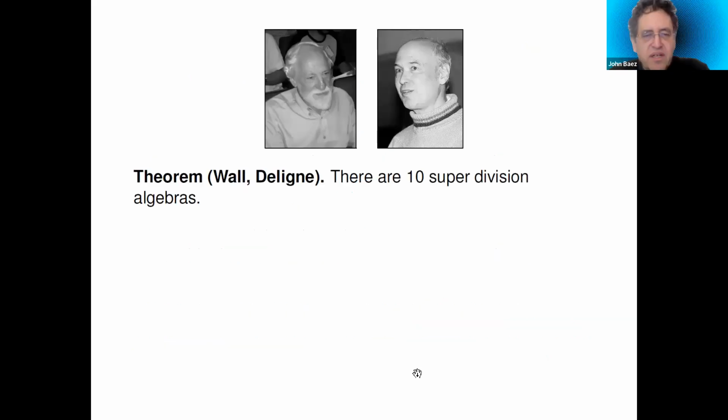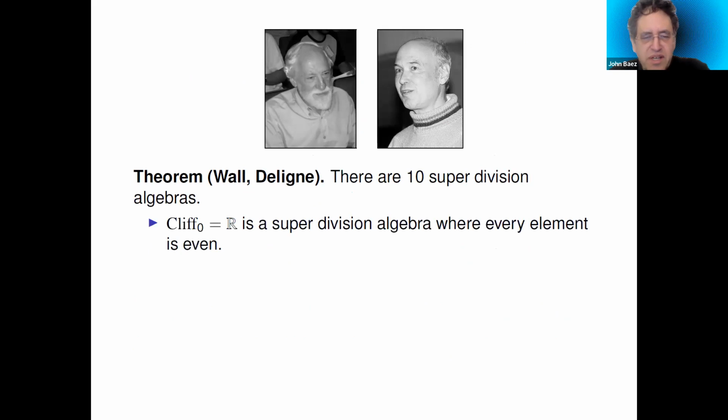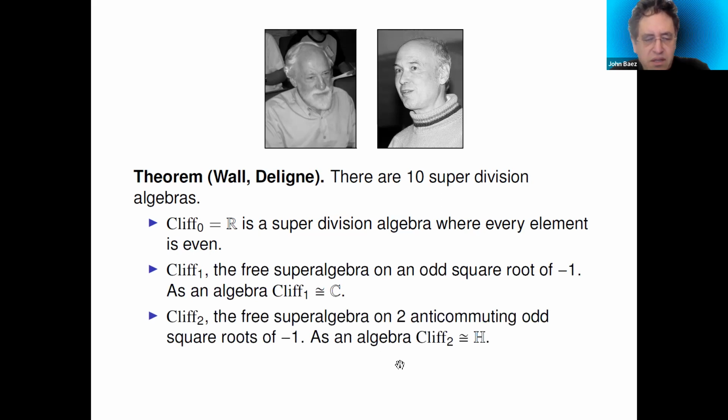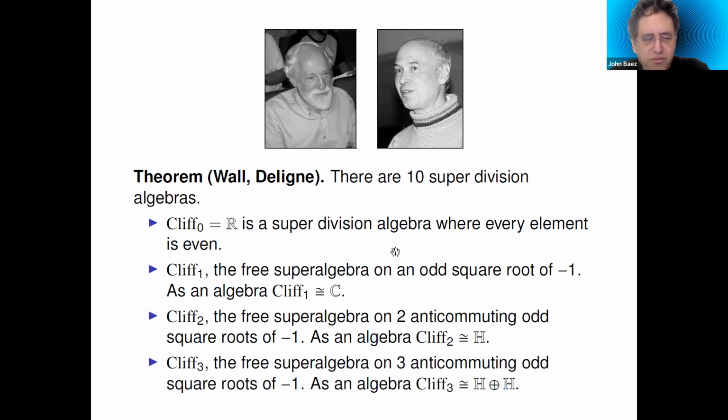And so Wall almost did it, but I don't think he did it. And Dolan, I know, did it, which is to actually classify the superdivision algebras. You get 3 of them by taking Clifford algebras and throwing in more and more. Oh, sorry, you get 4 of them. You can throw in more and more square roots of -1 that are odd, and you can throw in at most 3 and still get a super division algebra.